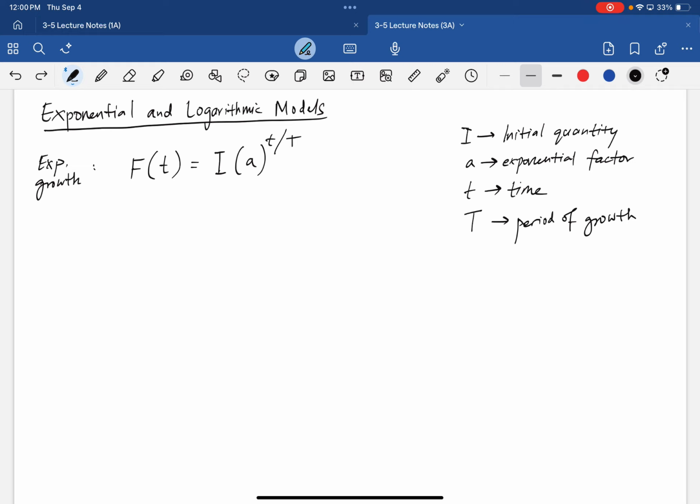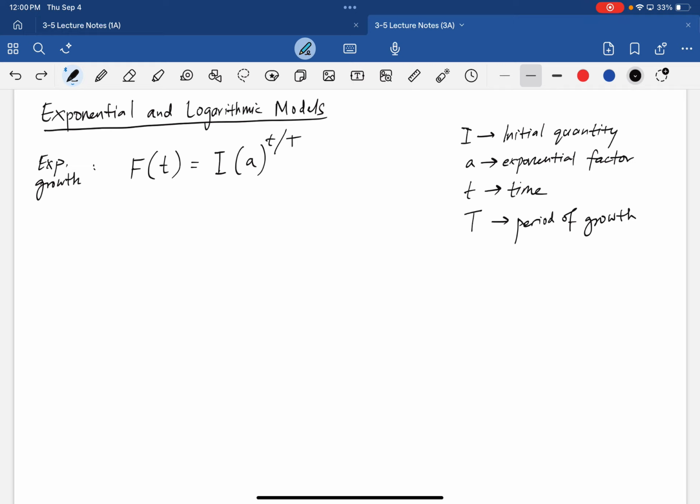2. Because we're doubling, right? We're doubling every 5 hours. And then our little t is our variable. And then what is our period of growth? 5 hours, right? That's what's going on here. And so this would be our function. Oh, it's little r of t, right? Not f. So this would be our function. And this would be our answer.